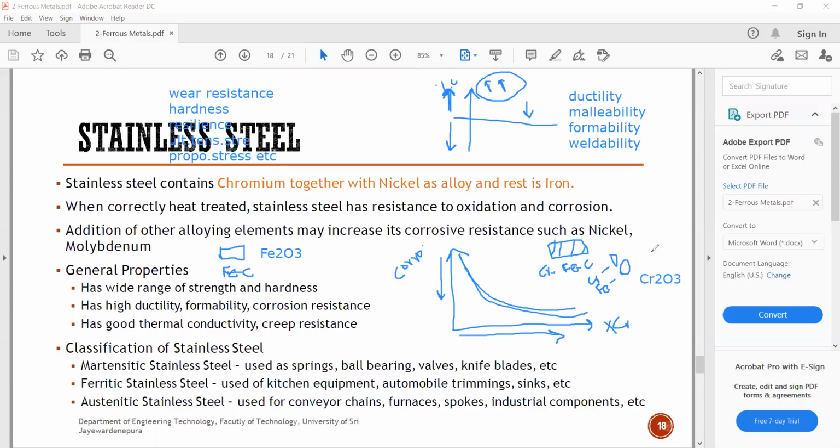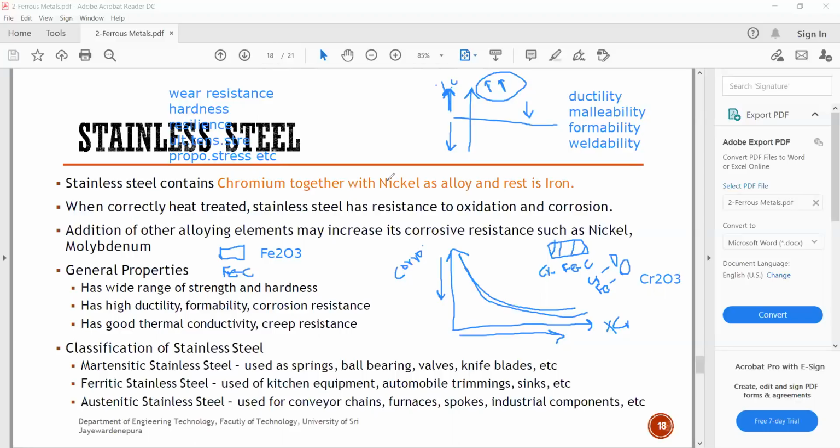So then it does not get rust. That's the advantage of adding chromium to stainless steel. Right, so that's the difference: if you have steel, what will happen to the steel when you expose it to the atmosphere? What will happen to the chromium-added stainless steel when you expose it to the atmosphere? Okay, that's the advantage.